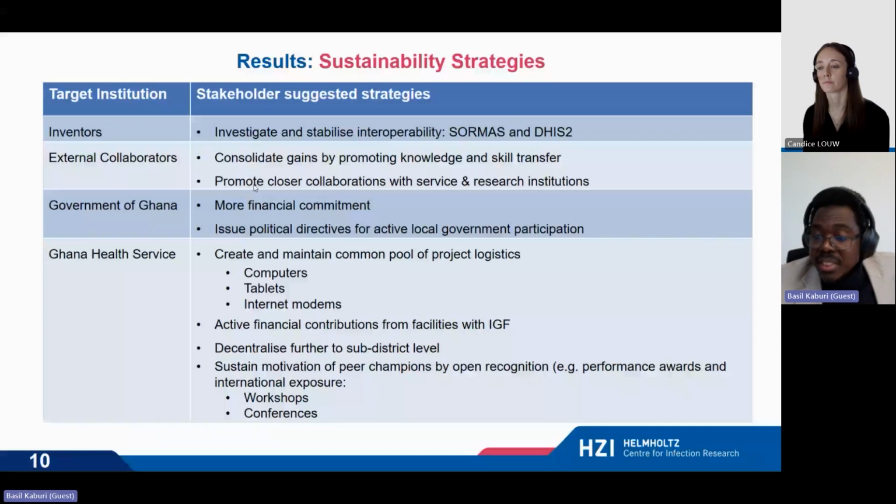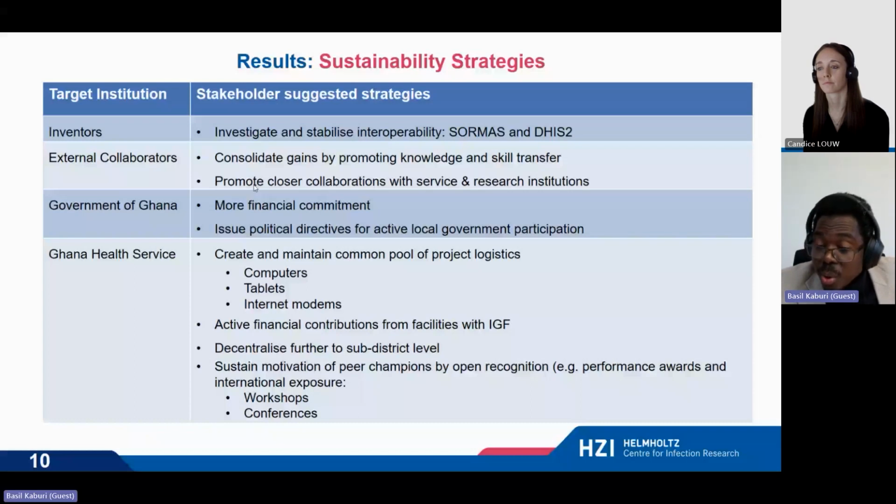So they suggested that they create and maintain a common pool of project logistics, because there are several projects also running in the service, such that computers, stabilizers and internet modems should not be labeled for any particular project, and they can always be called upon when they are needed for any other relevant duty in the service. And they suggest an active financial contribution from facilities that generate internal revenue, we call it IGF, internally generated funds, that they should also support the purchase of tablets in particular for their institutional surveillance officers.